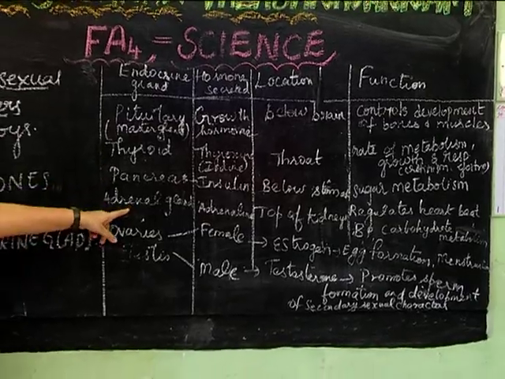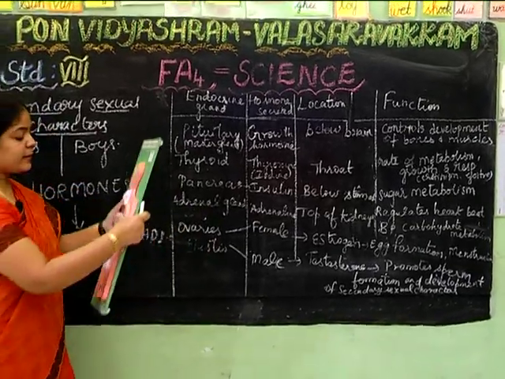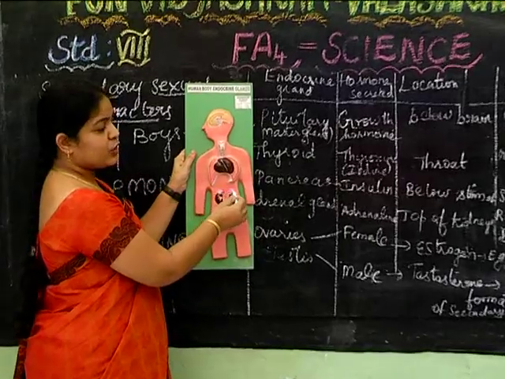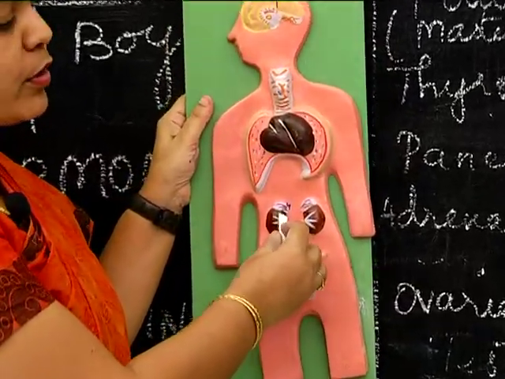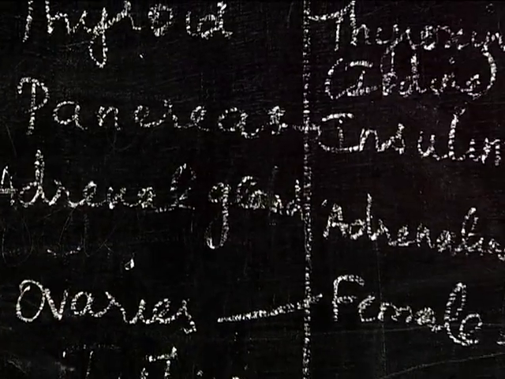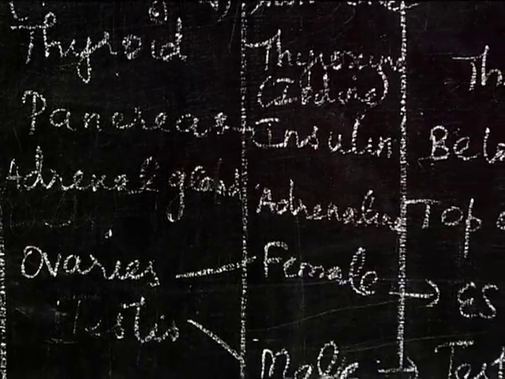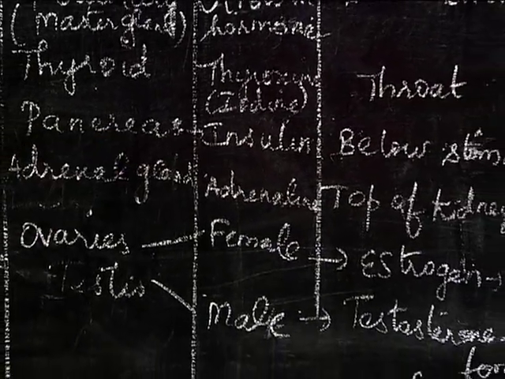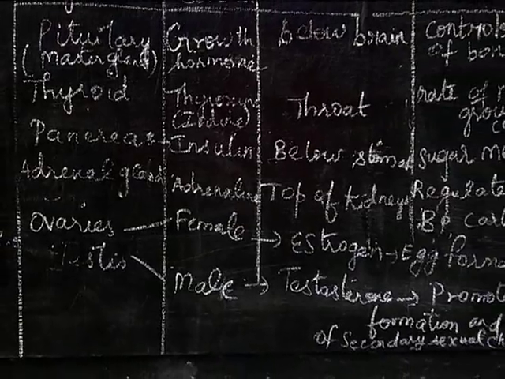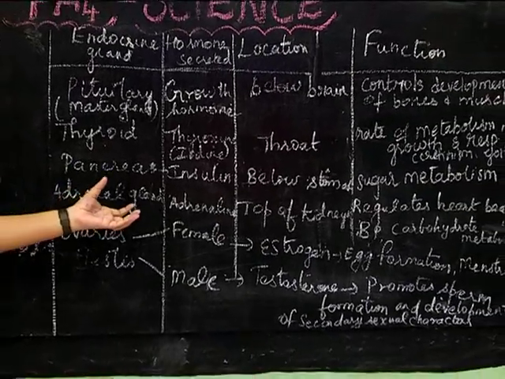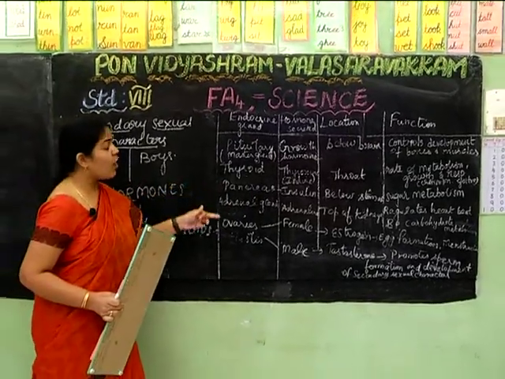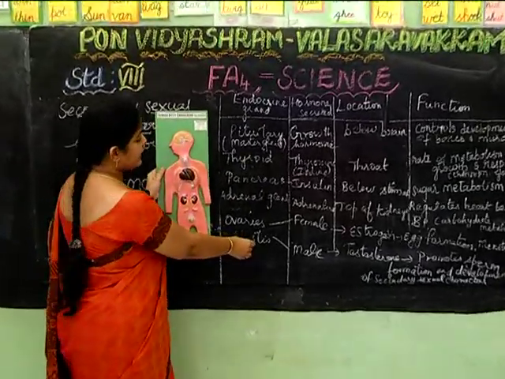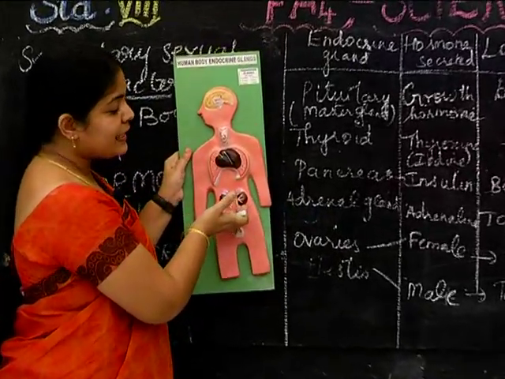The next gland is the adrenal gland, which is located at the top of the kidneys. It secretes a hormone called adrenaline. It regulates heartbeat, blood pressure and carbohydrate metabolism. This hormone is released when a human being is stressed out. Adrenaline hormone is secreted.